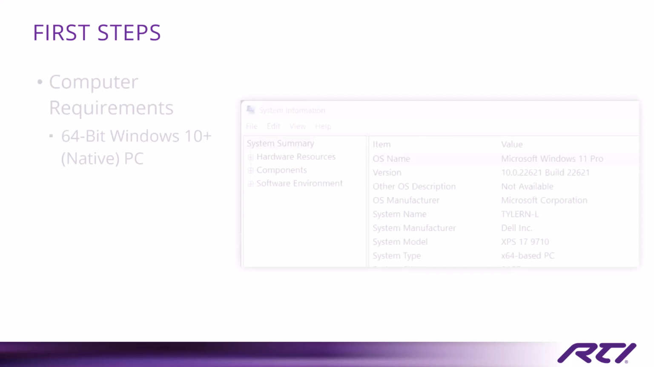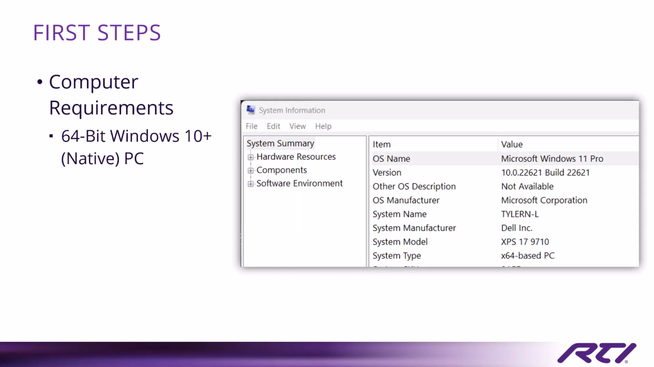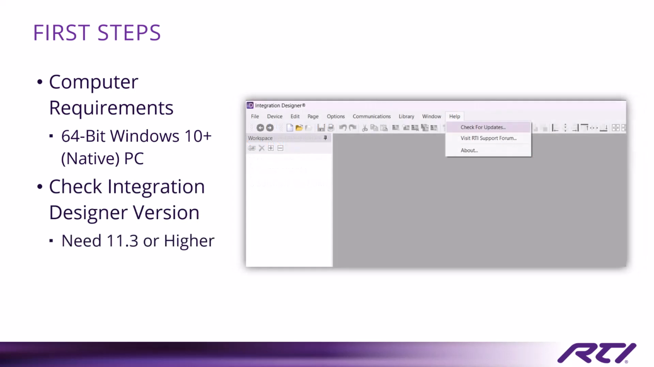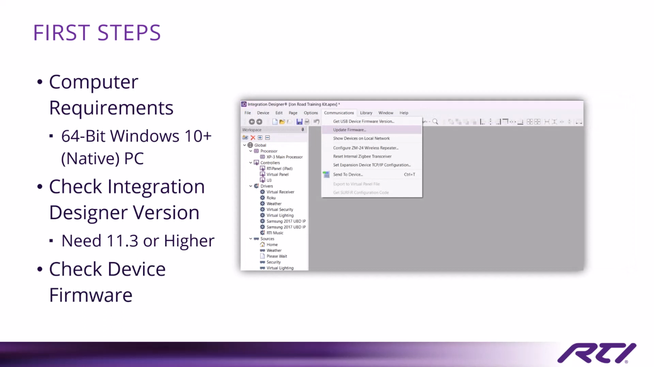First, make sure you have a 64-bit PC running Windows 10 or higher as its native operating system. Next, always make sure you have the latest Integration Designer programming software on your computer. RTI Authentication is only available on version 11.3 and higher. This should be done automatically if your computer is online when you open the software, but a manual check can be done by clicking on Help and then Check for Updates. Finally, RTI Authentication requires a firmware update to the XP processor line. This can be done through the network or via USB Direct Connect under the Communications tab.